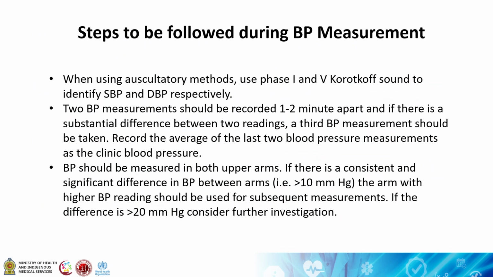Blood pressure should be measured in both upper arms. If there is a consistent and significant difference in blood pressure between the 2 arms, that is, greater than 10 mm mercury, the arm with the higher blood pressure reading should be used for subsequent measurements. If the difference is greater than 20 mm mercury, consider further investigation.